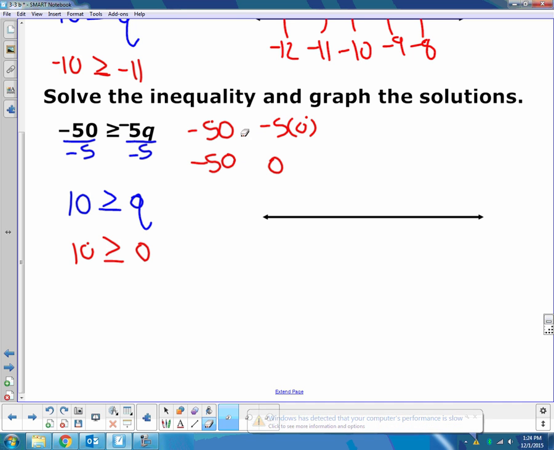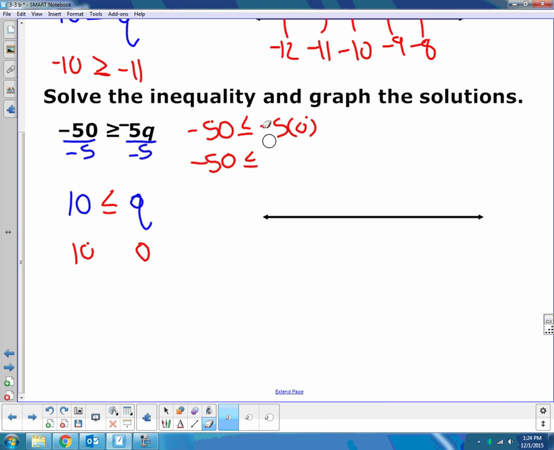Let's see, what would make this true? Well, if I flipped it around, 0 is greater than negative 50. So that's true. What ends up needing to happen is that, since we divided by a negative, we have to take the opposite of the symbol that goes in between.